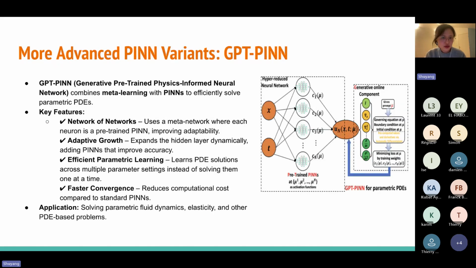This is also a very interesting variant called GPT-PNN, but it has nothing to do with ChatGPT. It's not a chatbot. It's not going to talk at all. GPT here means generative pre-trained. So this thing is very interesting in the sense that it combines meta-learning with physics-informed neural networks together.